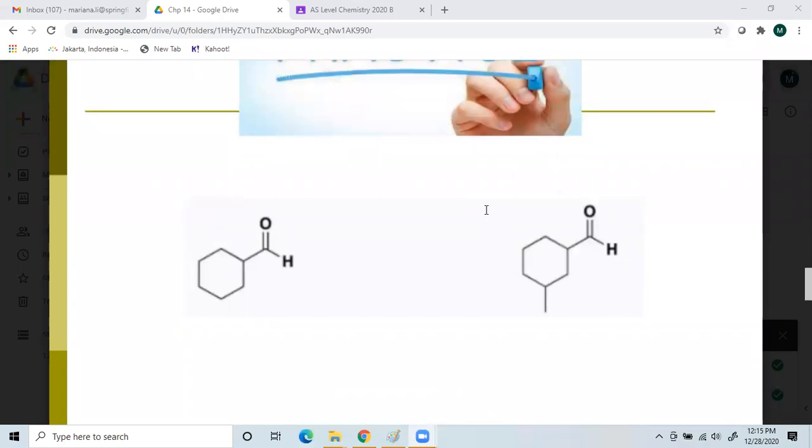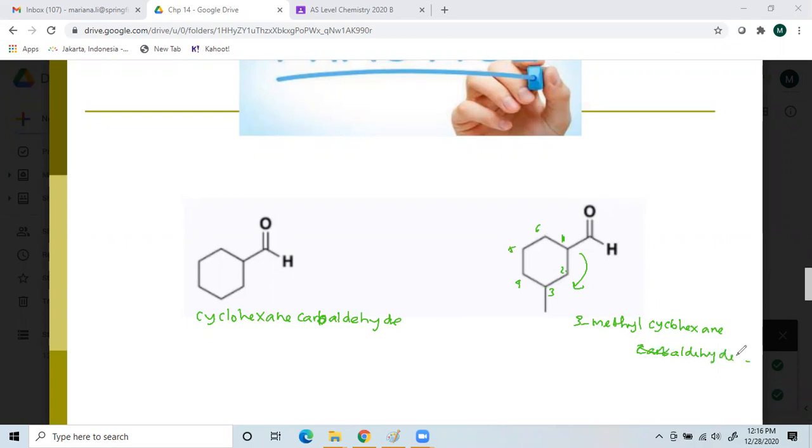How about the cyclic one? I will give you an example of how to give the name. The name for this is cyclohexane carbaldehyde. Okay, carbaldehyde. How about this? This should be carbon number 1, right? If I number from this, counterclockwise, 1, 2, 3, 4, the methyl is number 4. If I go like this, 1, 2, 3. So I will choose the clockwise. 1, 2, 3, 4, 5, 6. So the name would be 3-methyl, 6 C's cyclohexane. The first C is CHO, so carbaldehyde. Okay, 3-methylcyclohexane carbaldehyde.